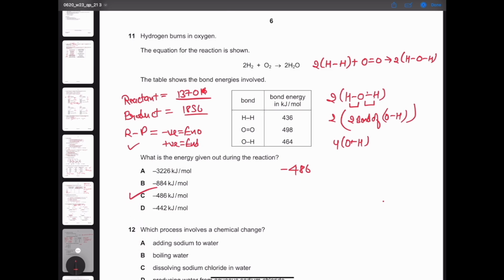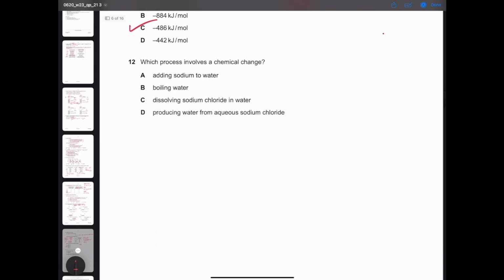Now question number 12. Which process involves a chemical change? See, chemical change is the one where a new product is formed, or a gas is formed, or a color change is there. All right. So now, in option A, we know that when you add sodium to water, it forms NaOH with hydrogen gas. So we clearly know this is a chemical change. So let's consider A. Boiling water, this is just a physical state change. No. Dissolving sodium chloride in water, this is a dissolution process where you're just making it aqueous.